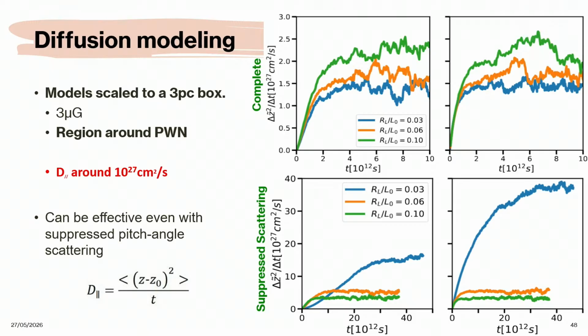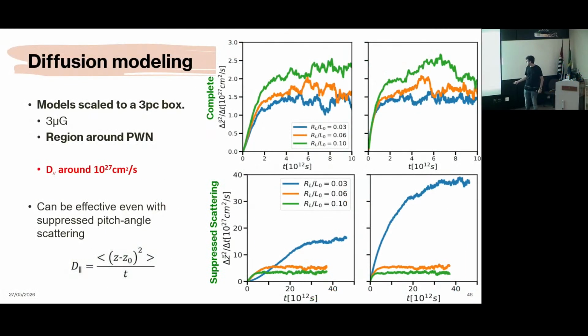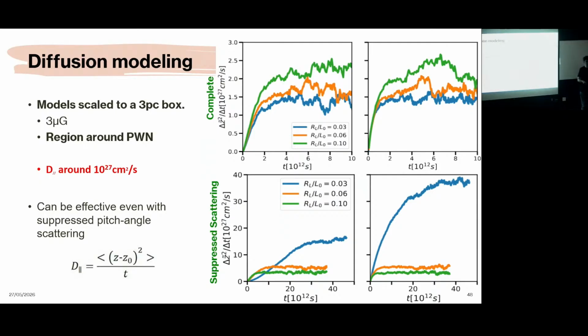But especially for the small Larmor radius here, I can go into a bit more detail later on if you want. Due to this process that I told you, the particle escapes and doesn't quite come back because there isn't a lot of pitch angle scattering, so the particle actually reaches a higher diffusion coefficient, but it's still around 10 to the 28, so it's still inside the range.